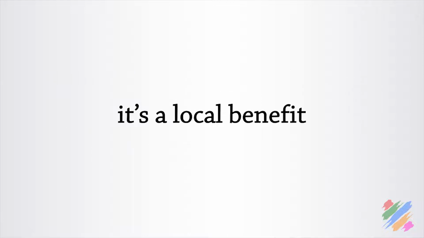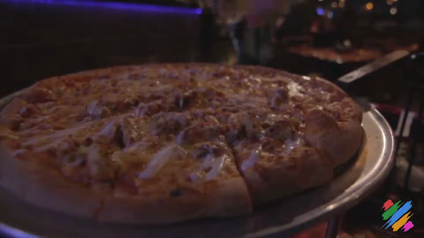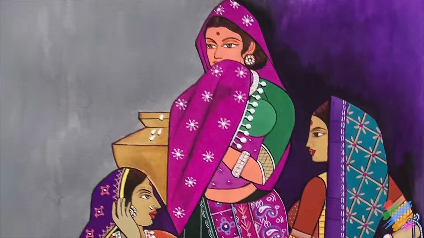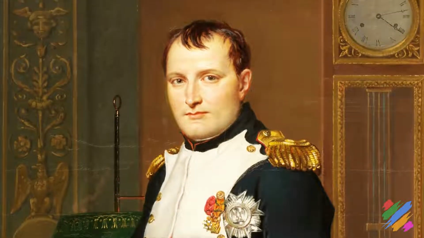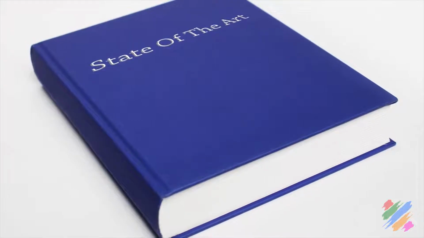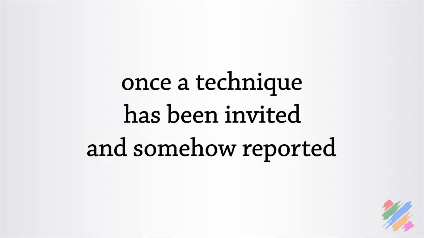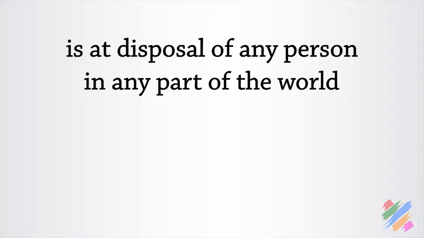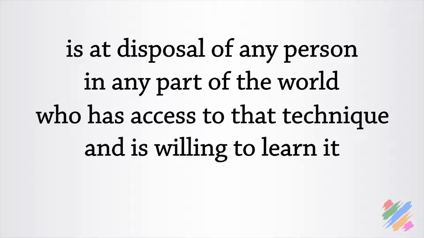It's a local benefit. So, for example, the Chinese kitchen is different from the Indian and the Italian kitchen, and so is the painting. The traditional Chinese painting is different from the traditional Indian painting and the traditional Western painting. So why do we put them all together in the same book and call it the state of the art? Well, because once the technique has been invented and somehow reported, it is at the disposal of any person in any part of the world who has access to that technique and is willing to learn it.